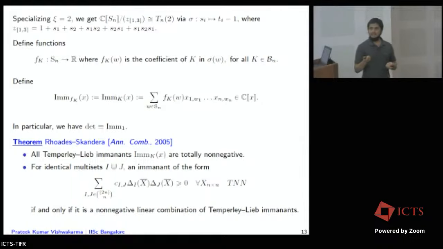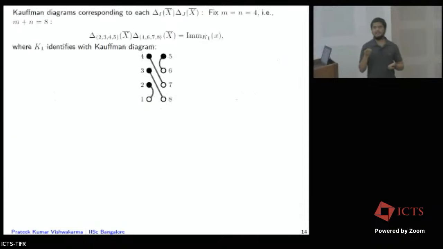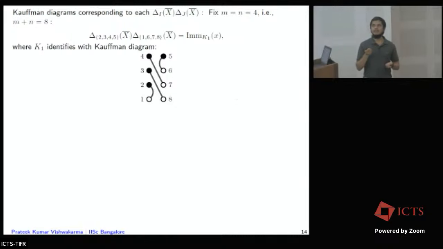And not just that, if we want to show that an expression like this is non-negative for all totally non-negative matrices X, then we just have to show that this left-hand side is a non-negative linear combination of Temperley-Lieb immanants. Now there is a nice combinatorial way to identify the corresponding Temperley-Lieb immanants, which is what I'm going to discuss next via this example. Suppose m and n is 4, and suppose I want to identify the immanants corresponding to Δ_{2,3,4,5} times Δ_{1,6,7,8}.